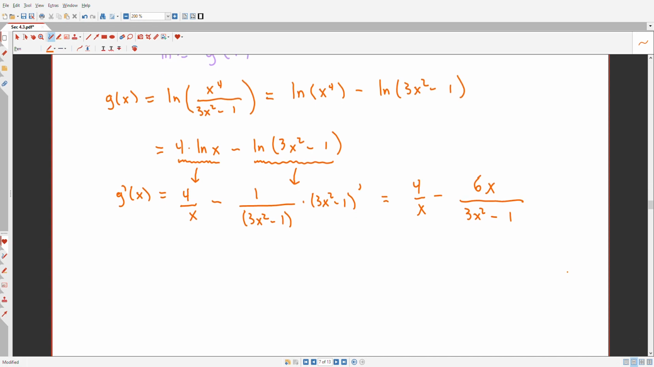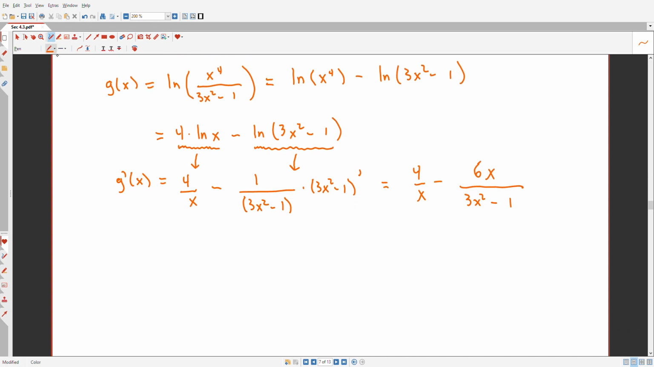Okay, so it feels like this question's done, but technically this question was asking for the tangent line. So we have to plug in 1, that was the point we were looking at, and see what we get for our slope. So this is what we called our slope. So we'll have 4 divided by 1 minus 6 over 3 times 1 minus 1, which is 2. Oh, yep, okay. So that's 4 minus 3 is 1.